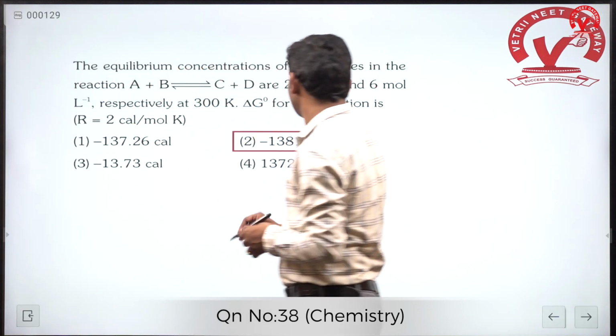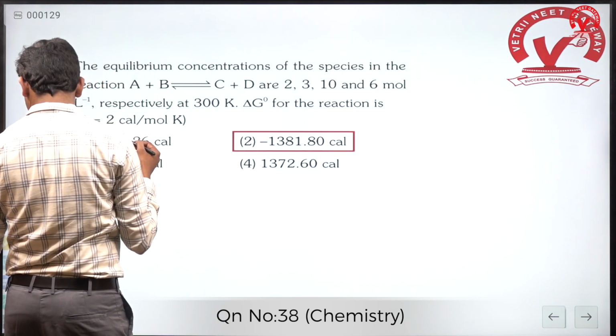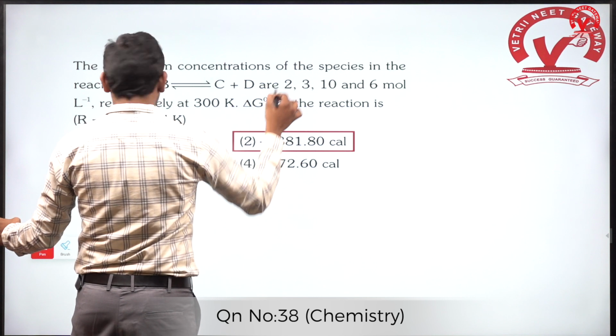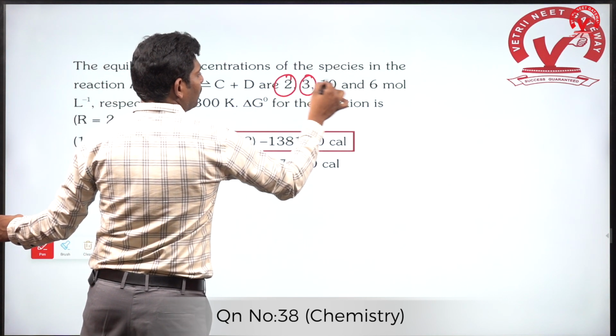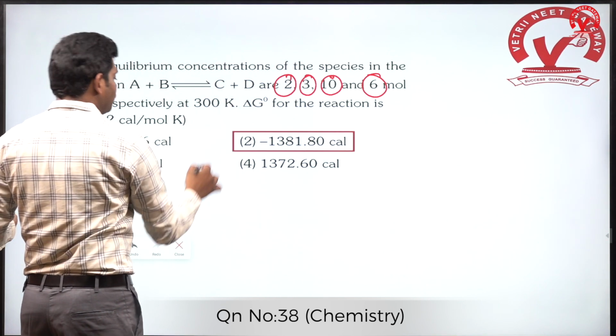So 1381 is the answer. First you can take the molar concentrations. If you take the molar concentrations of A, B, C, D. Then you can write the delta G naught formula.